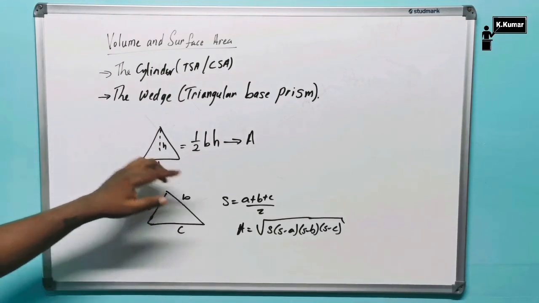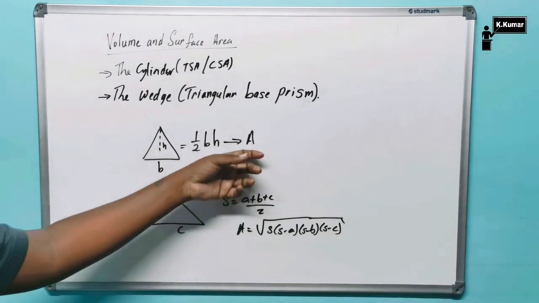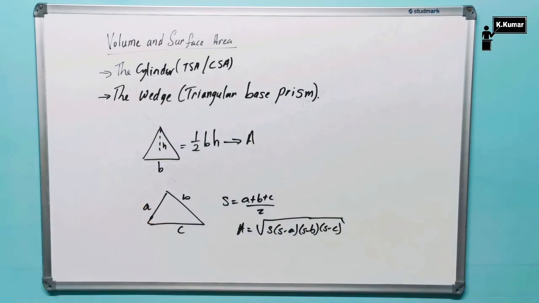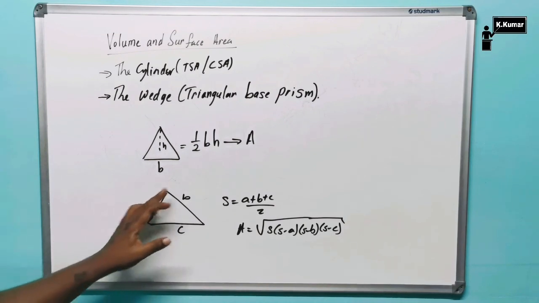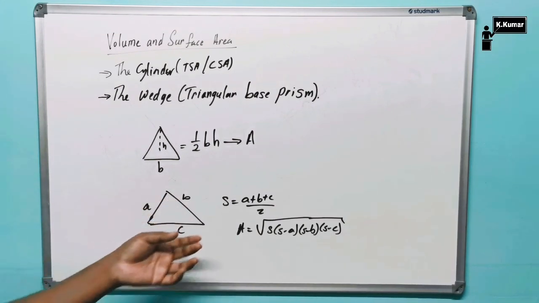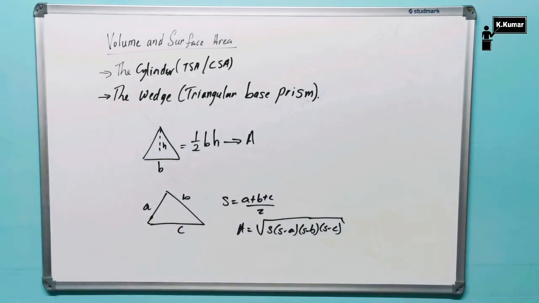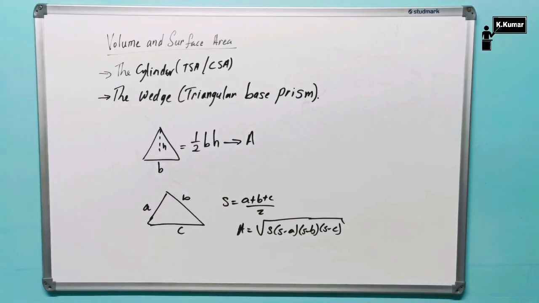If we're given the base and the height, then we use the half base times height formula to find the area of the cross section. And also when you know the base and the height, you could use the BH plus PL formula to find the total surface area. But if you're given the length of all three sides and you don't have a height, then you have to resort to Heron's formula to find the area of the cross section and then multiply it by the length. And likewise in this one, when you're given the length of the three sides, you would have to use the front, back, bottom plus two triangles to find the total surface area of that wedge or the triangular base prism.